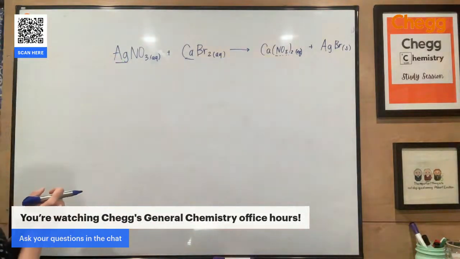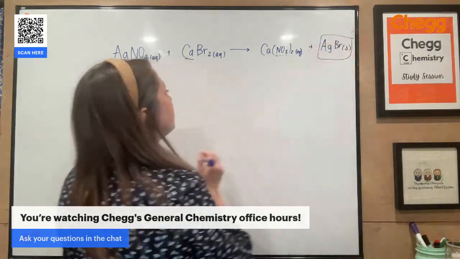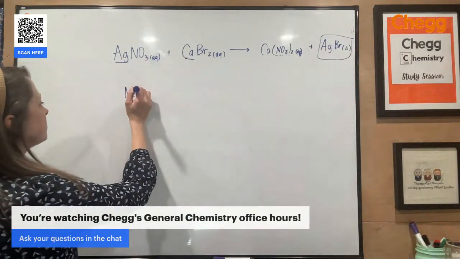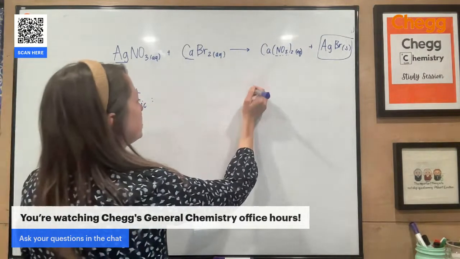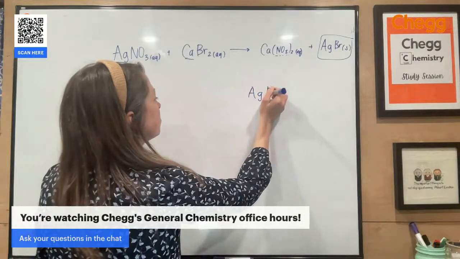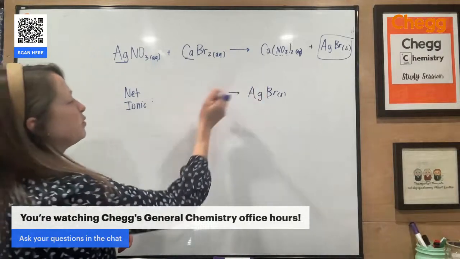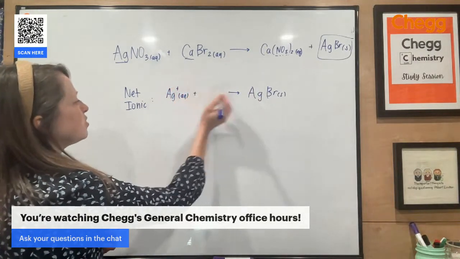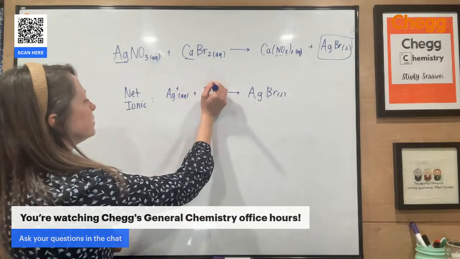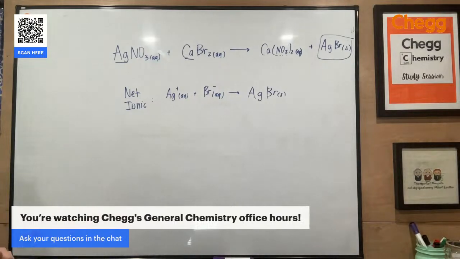All right, if I want to then write out my net ionic equation, I'm just going to focus on the formation of my solid. That is it. So I say, okay, write out your solid product first, and then work backwards to see what you need to build that solid. So I have 1 atom of silver and 1 atom of bromine. Not too bad. All right, so just a little bit on net ionic equations.